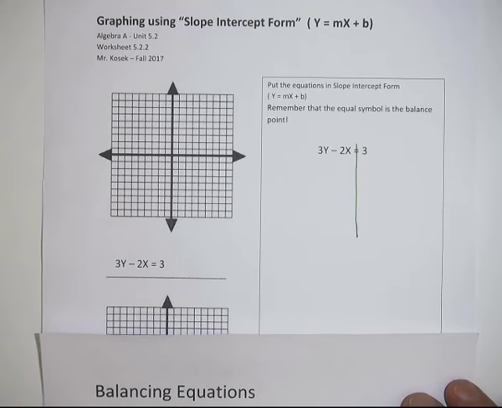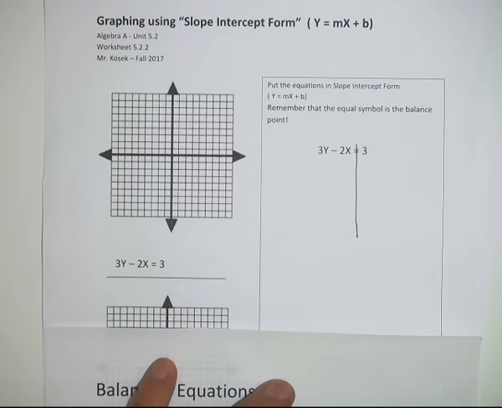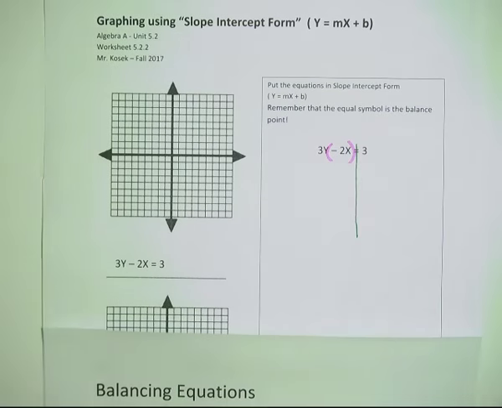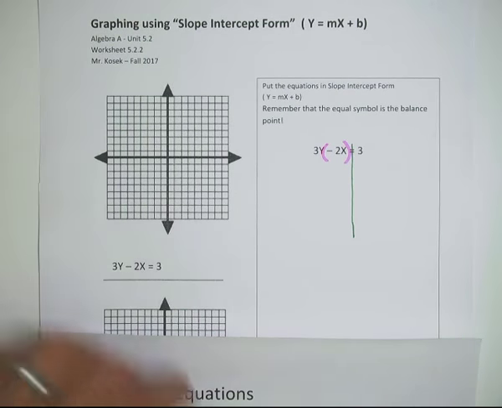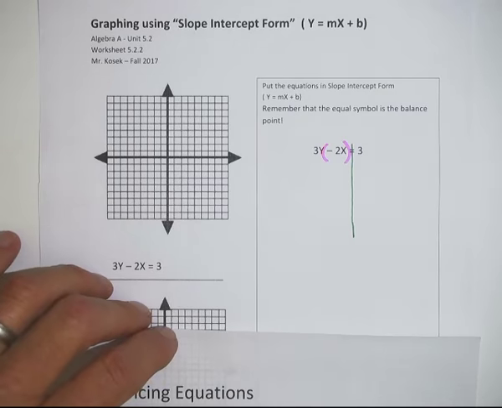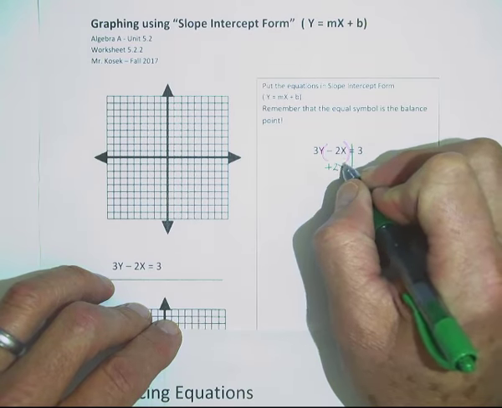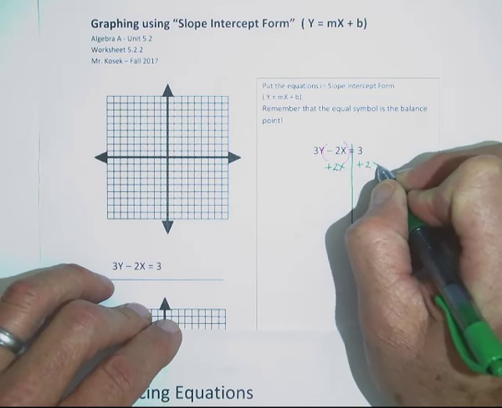Okay, so here's our first equation. 3y minus 2x equals 3. The equal sign is our balance line here. First thing we want to do is get this negative 2x off. And we remember that the opposite of subtraction is addition, so we're going to add 2x to both sides. So we add 2x to both sides.